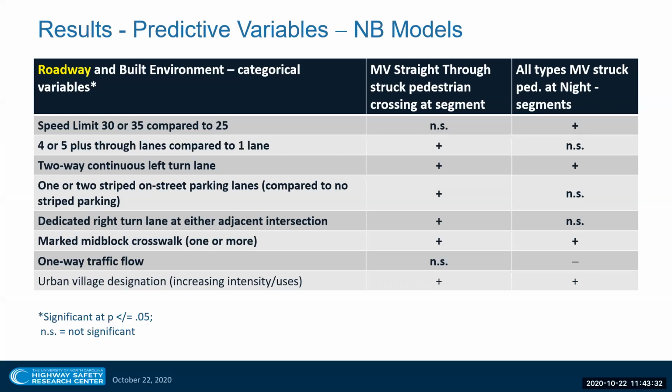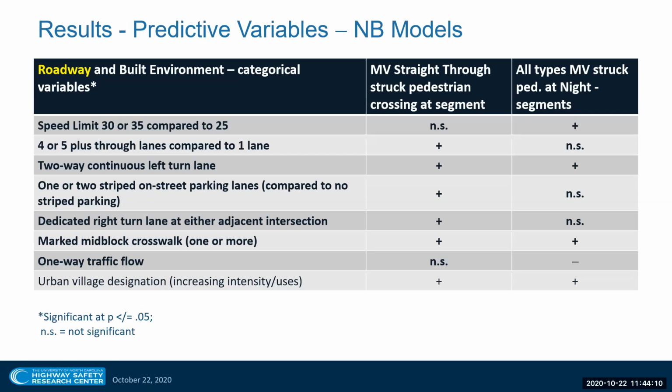More lanes are predictive of those straight through kind of crashes at segments. Two-way left turn lanes were associated with both types. That's not a surprise to many of you. It has long been thought to be a dangerous situation, and we were able to confirm that in these analyses. And then parking was associated with the straight through crashes. You can imagine that parking maybe blocks visibility between drivers and pedestrians who might step out along a segment.